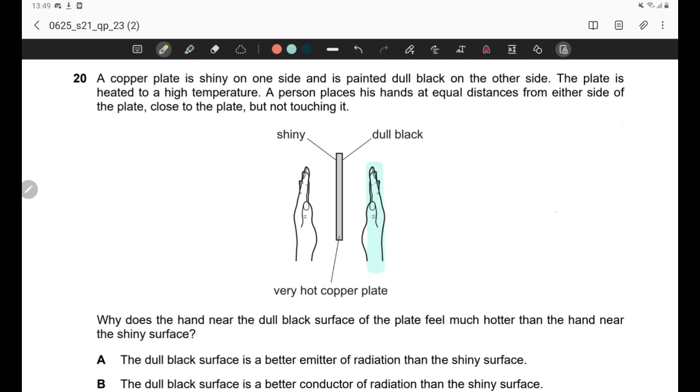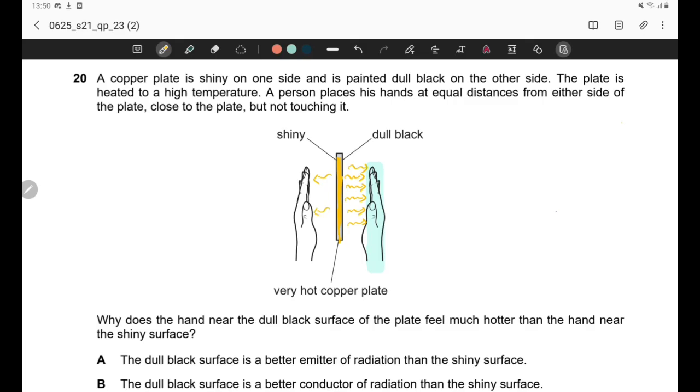So, what could be the reason? Here this copper plate is heated to a very high temperature. That is already mentioned. The copper plate will have a very high temperature and the hand next to the dull black is getting much hotter than the hand near the shiny surface. That means there must be more heat waves transferring from the metal plate to the hand from the dull black surface compared to the shiny surface.